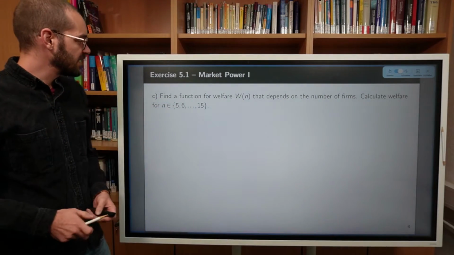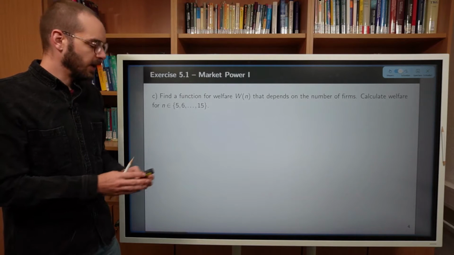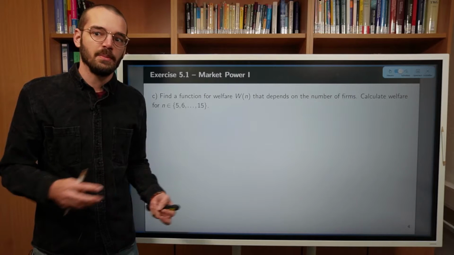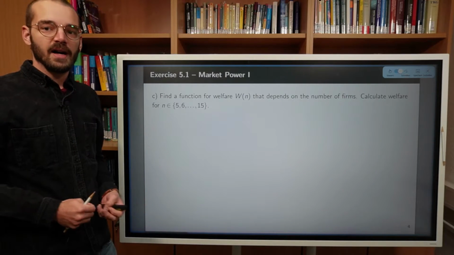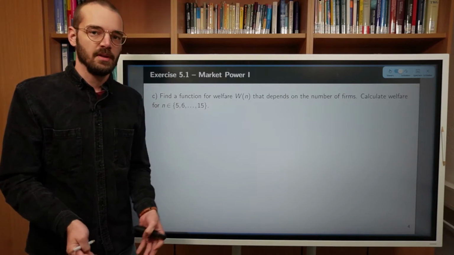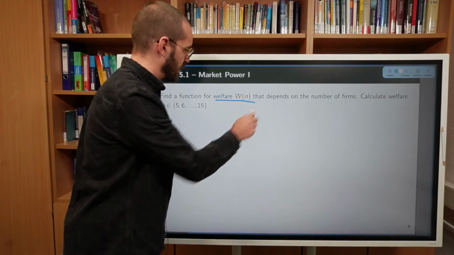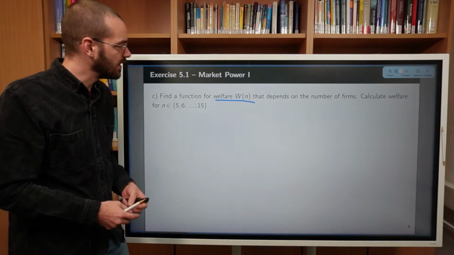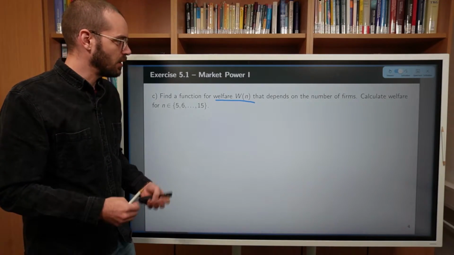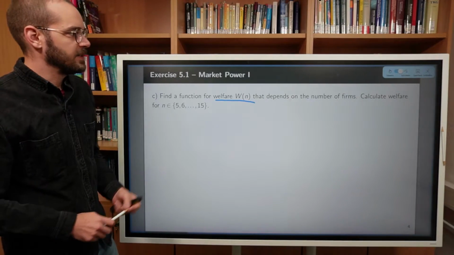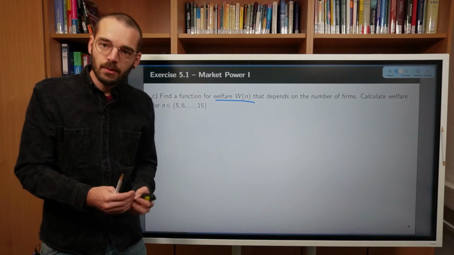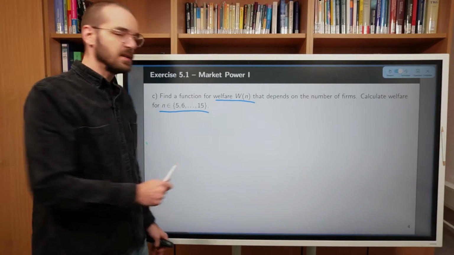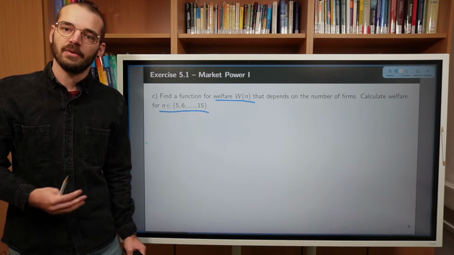Now, in the next task, based on this idea that we can find the profits as a function of the number of firms n, we are asked to go even one step further and calculate the welfare as a function of the number of firms. The welfare function, now called W, as a function of the parameter n. Then in a subsequent step, we are asked to calculate welfare for a whole series of numbers for the number of firms in the market.